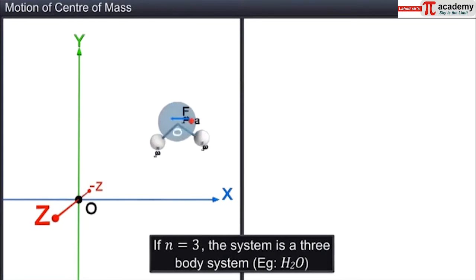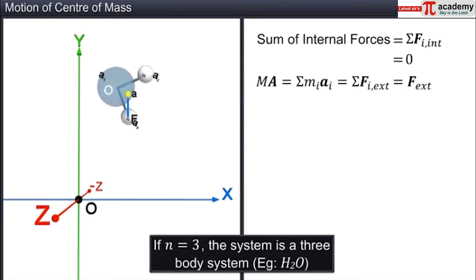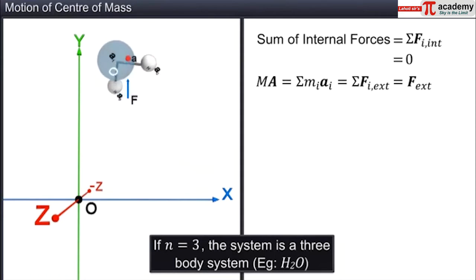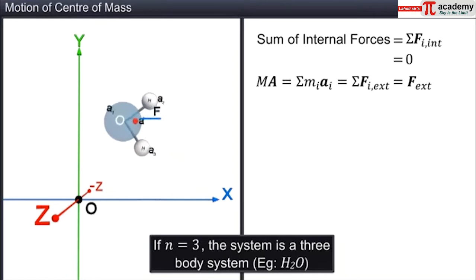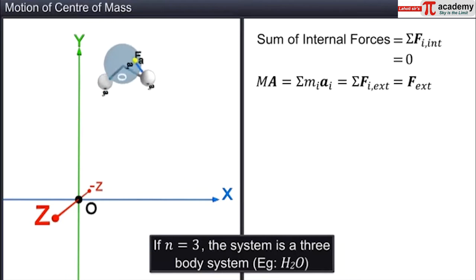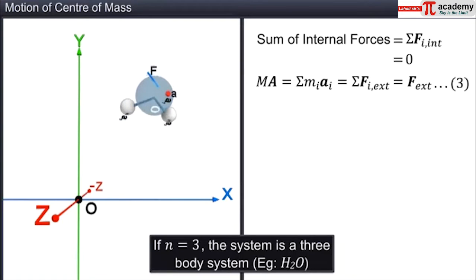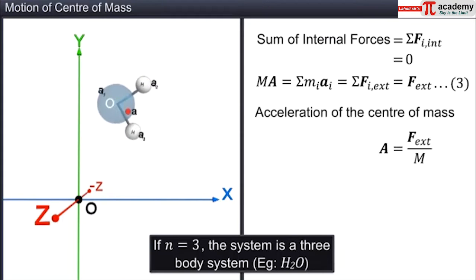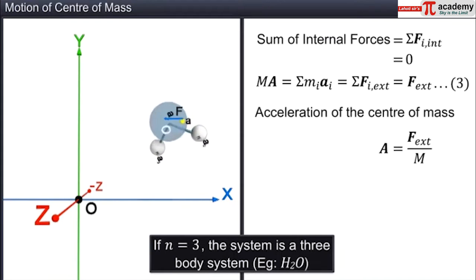Hence, Ma is equal to sigma mi ai, which is equal to sigma Fi external, and is also equal to F external. Let this be equation 3. So, the acceleration of the center of mass A is equal to F external by m.